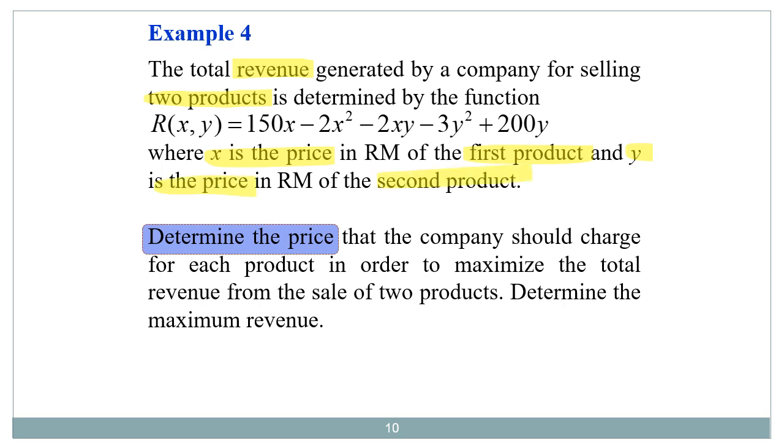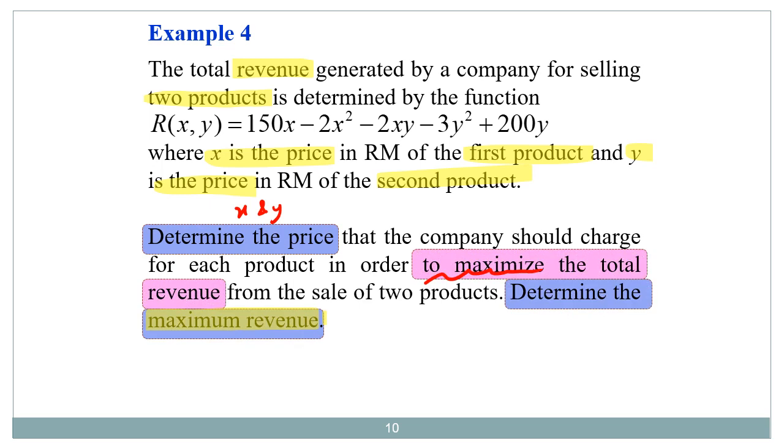Now the question is to determine the price. So we have the price for the first product and the price for the second product, represented by x and y. It means that we want to find x and y that the company should charge for each product in order to maximize the total revenue for the sale of 2 products. Usually revenue and profit should be maximized. Only cost we want to minimize. They ask you to determine the maximum revenue.